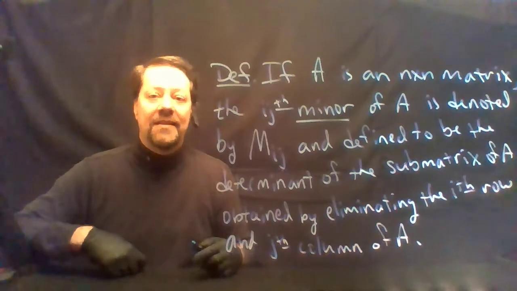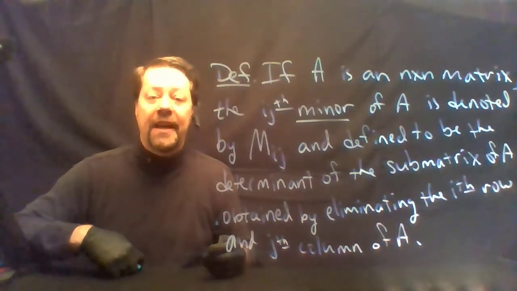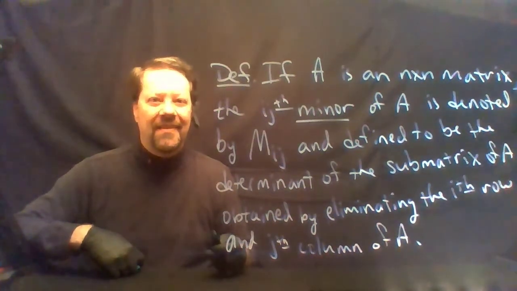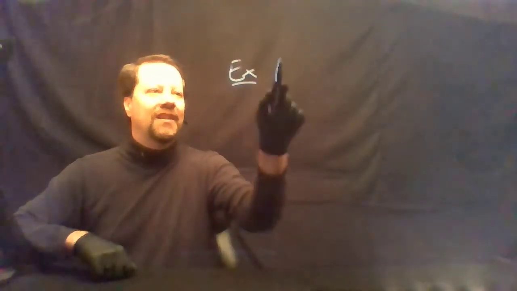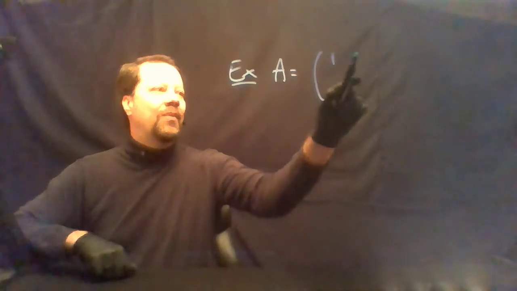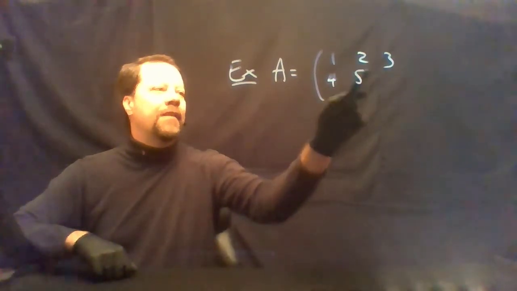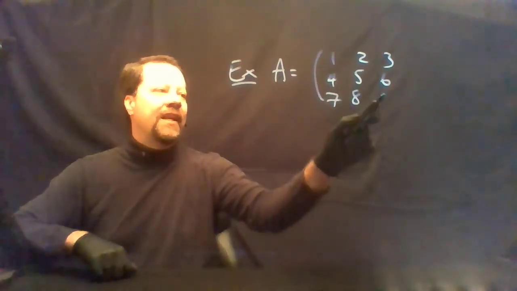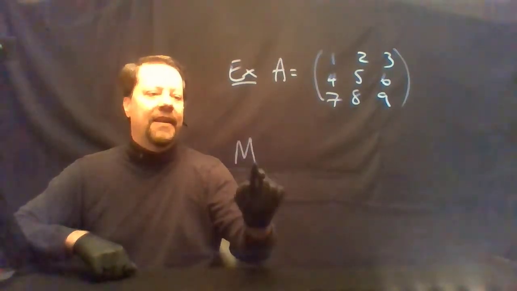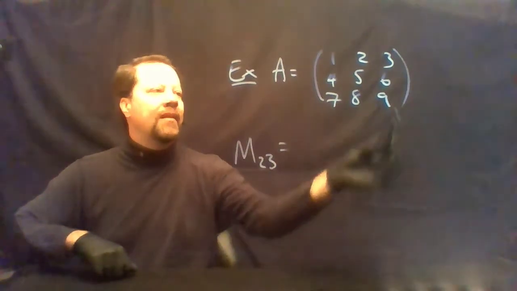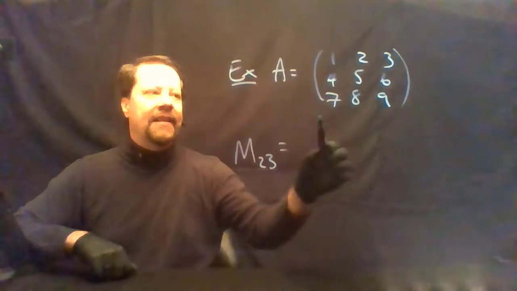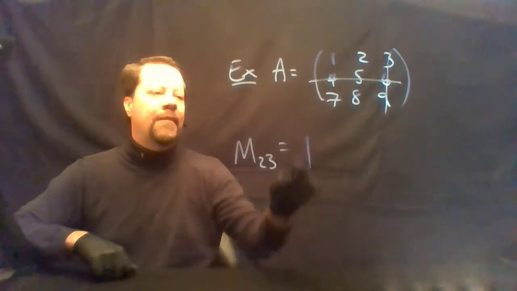We've been using these in the calculation of the determinant of a 3 by 3. So for example, if A is [1, 2, 3; 4, 5, 6; 7, 8, 9], then M2,3 is what you get by eliminating the second row and third column and taking the determinant.